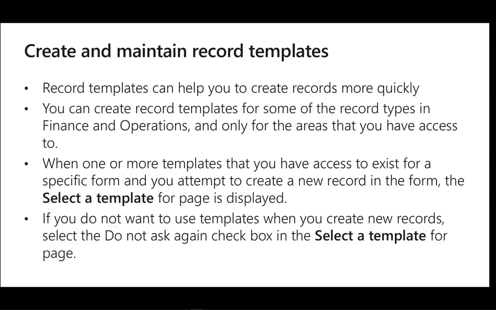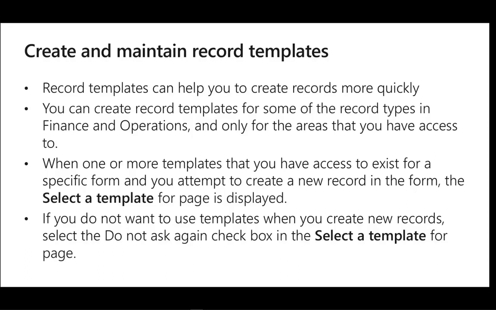When one or more templates that we have access to exist for a specific form, and we attempt to create a new record in the form, the Select a Template For page is displayed. When we select a template from the list, the new record is created and contains default information based on the template that we selected.